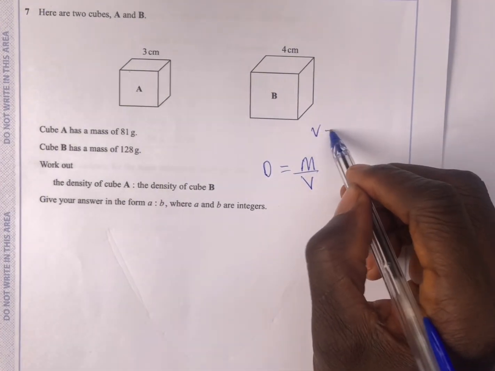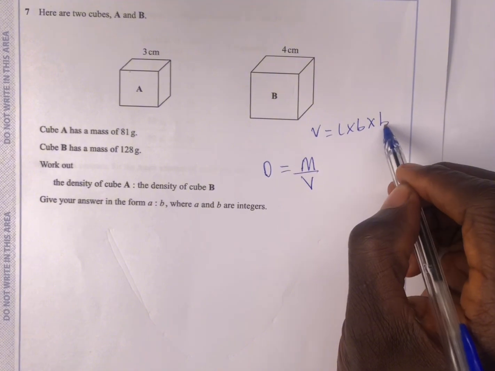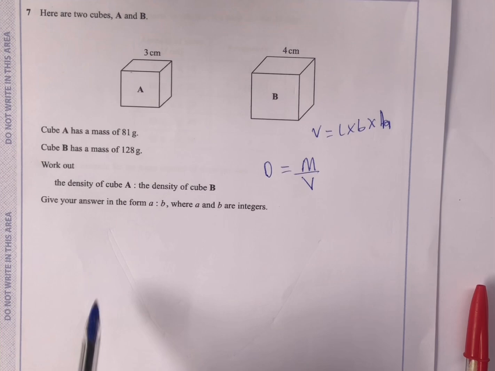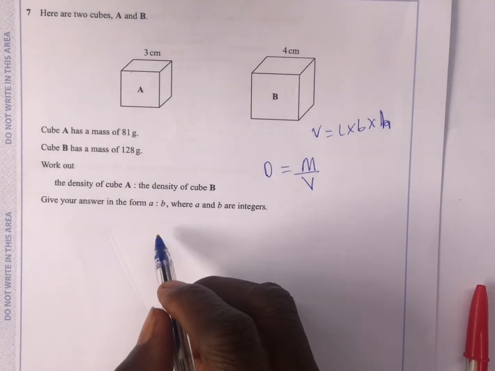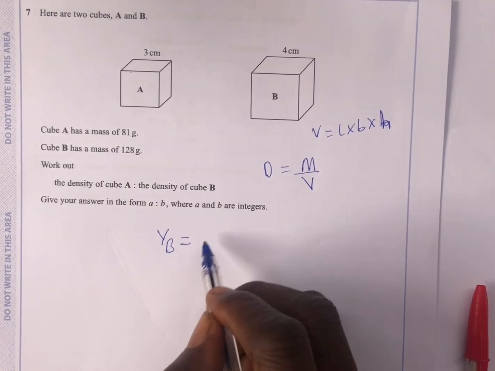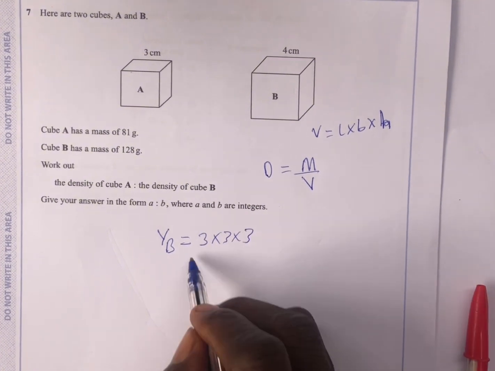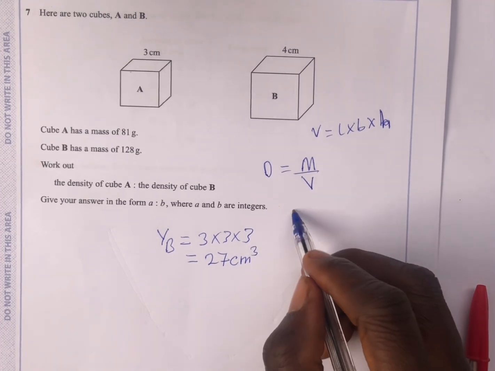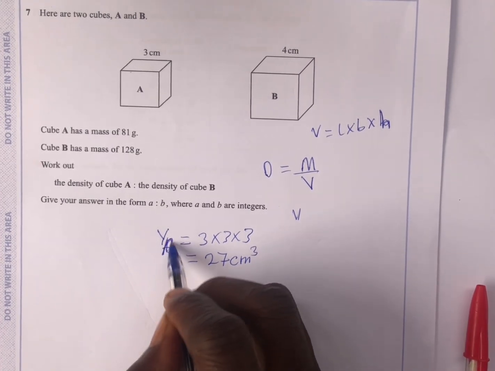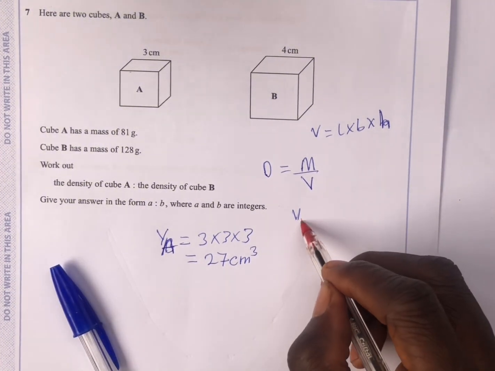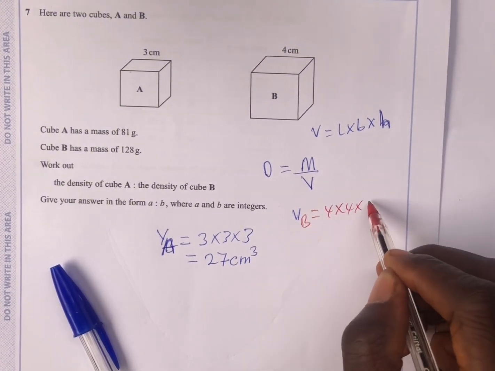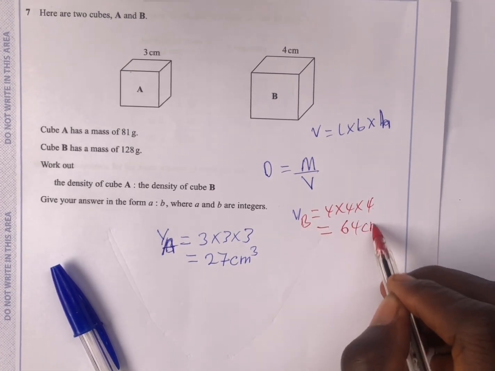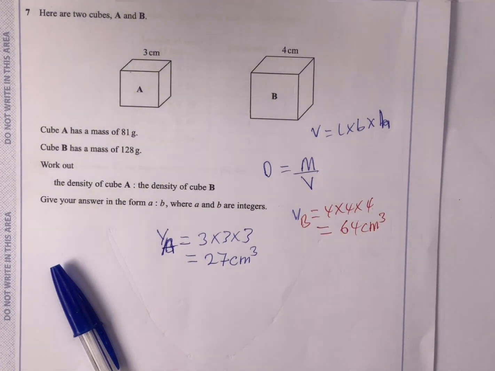Now the volume is length times breadth times height. Since this is a cube, each side is 3. So the volume of A equals 3 times 3 times 3, which is 27 centimeter cube. And the volume of B equals 4 times 4 times 4. That is 4 fours are 16, times 4 is 64, 64 centimeter cube.